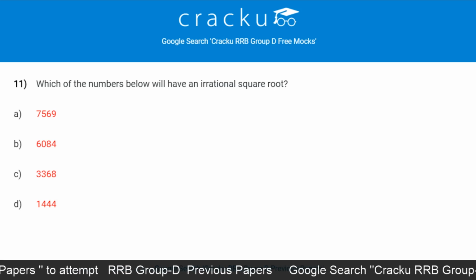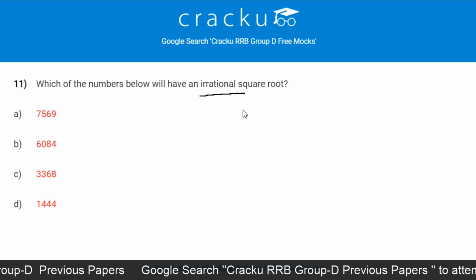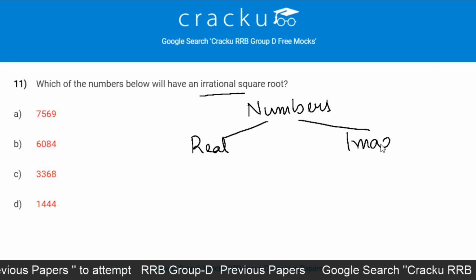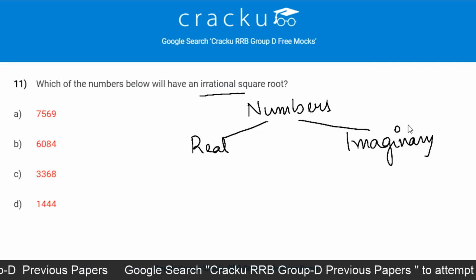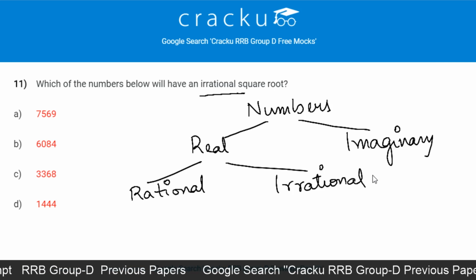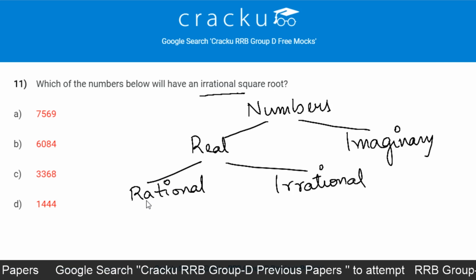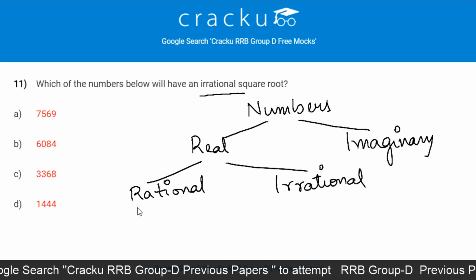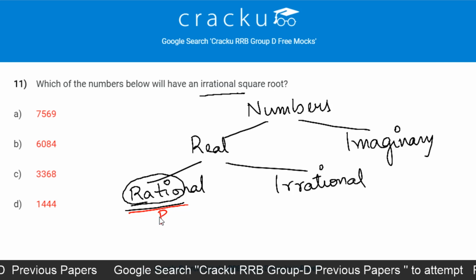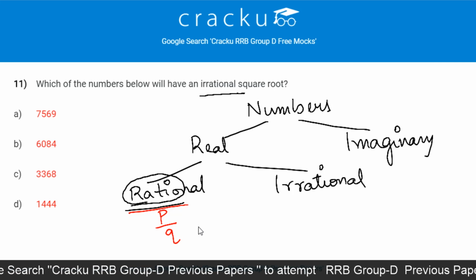Before that, you need to understand what is the term irrational. Numbers are classified into two parts, real part and imaginary part. In the real part, they are classified into two parts again, rational and irrational. The term rational indicates that any number which can be indicated in the form of a ratio. If a number can be expressed as a ratio, that is in the form of P by Q, where Q is not equal to 0, then that number is called a rational number.